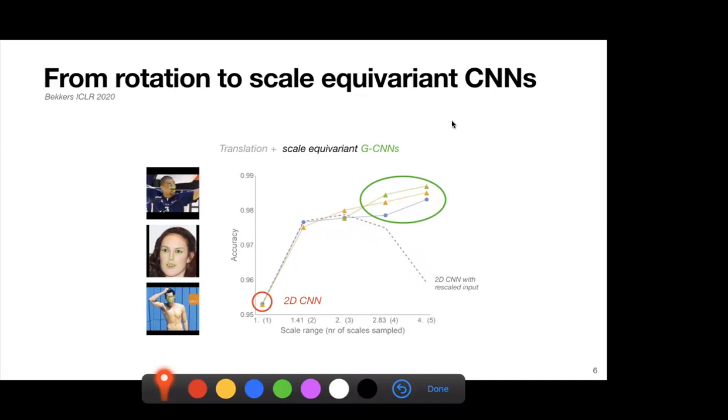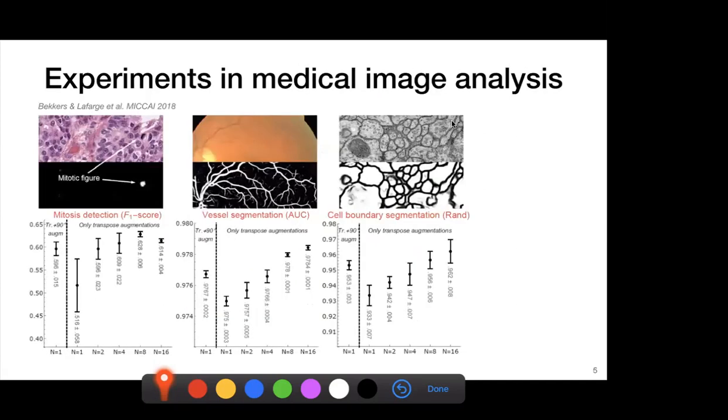In the case of mitotic cell detection, why would you not want scale equivariance? Because I guess they do change the scale quite a bit. Yeah, actually, last year there was a paper that does something with scale equivariance and it did improve. But I was surprised by this, because these medical images are standardized.